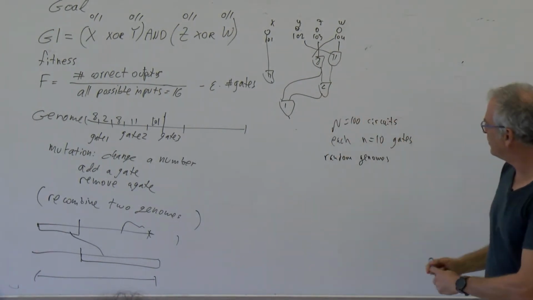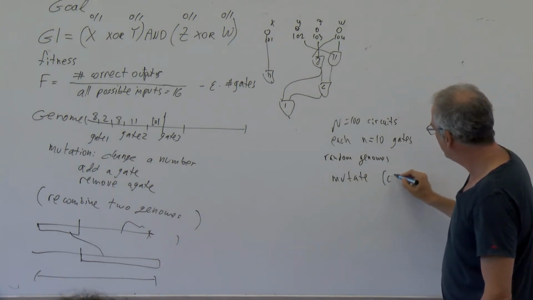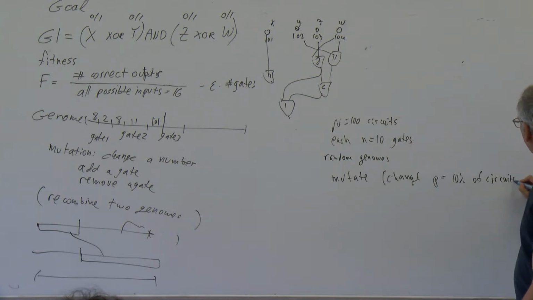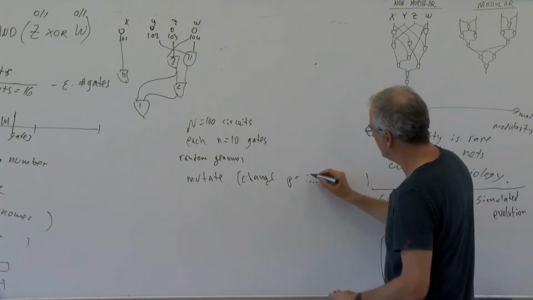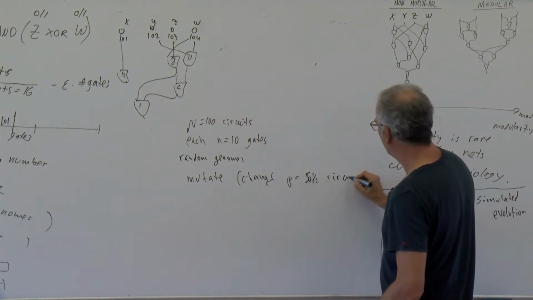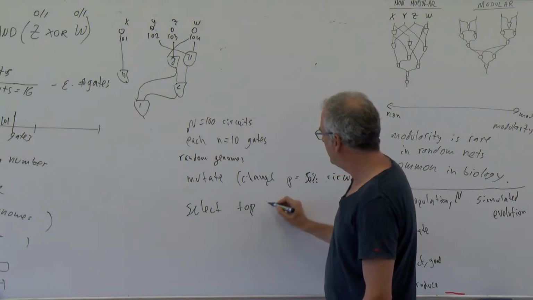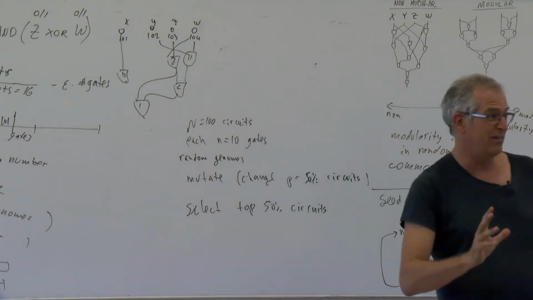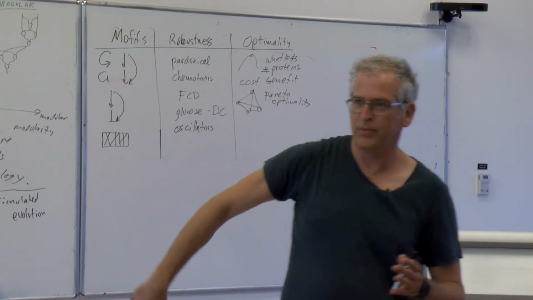So what happens when you make random genomes? Now what you do is you mutate. You make a change in, let's say, 10% or 50% of the circuits. I'm going to make one change, and then I select, let's say, the top 50% of the circuits. That's just an example. You can do different kinds of selections. This is called elite selection. I'm going to take the half that do best, and the other half goes to the wastebasket.